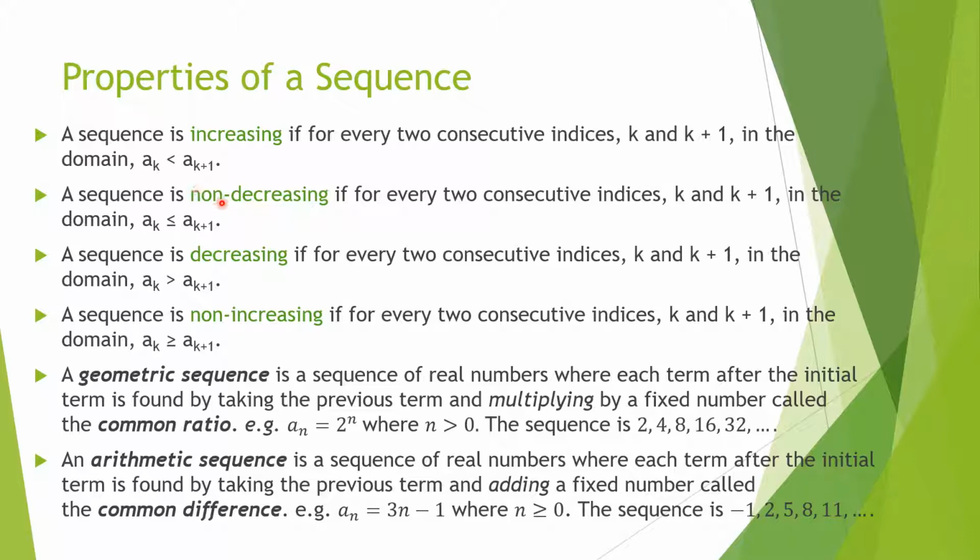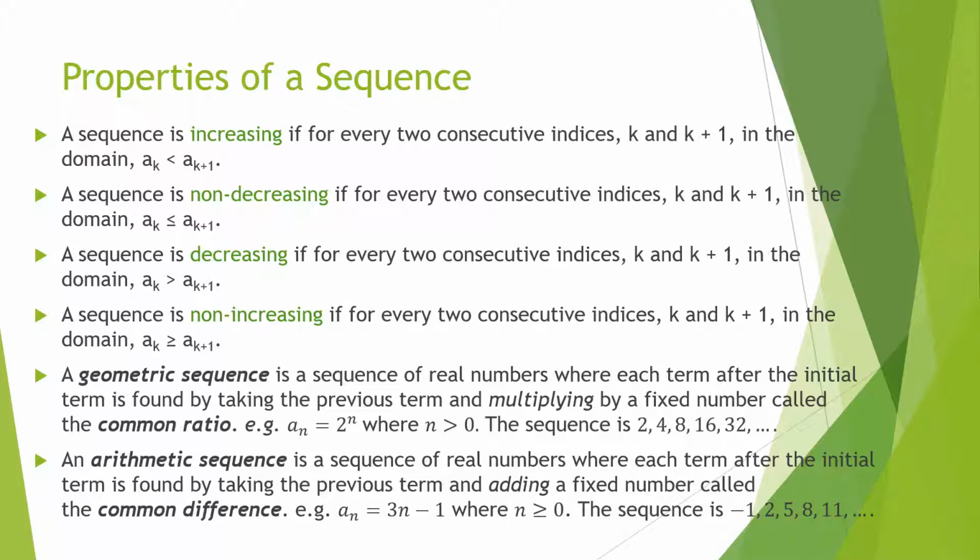A sequence is called non-decreasing if for every 2 consecutive indices k and k plus 1, a_k is less than or equal to a_(k+1). So the definition of non-decreasing and increasing is almost the same. The difference is that for increasing we have a less than relation between a_k and a_(k+1). For non-decreasing we have less than or equal.